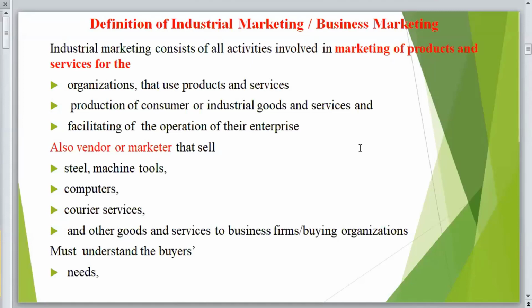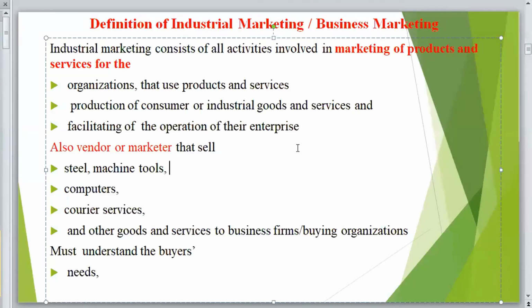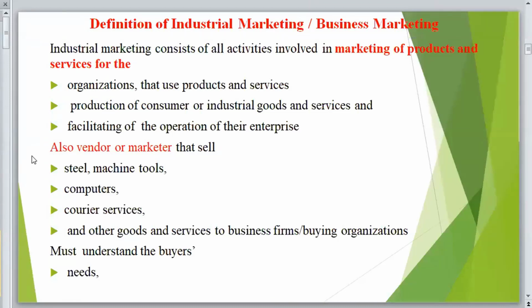In this case, it is organizations, or marketing activity, or marketing of products and services for organizations. Simple. Just for the sake of production or facilitation of operations. So this is the marketer, and this is the vendor.